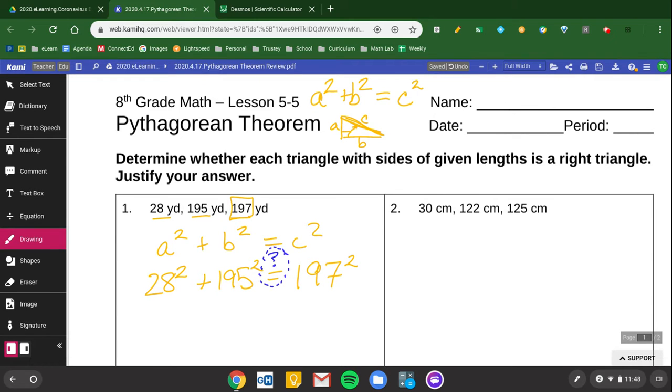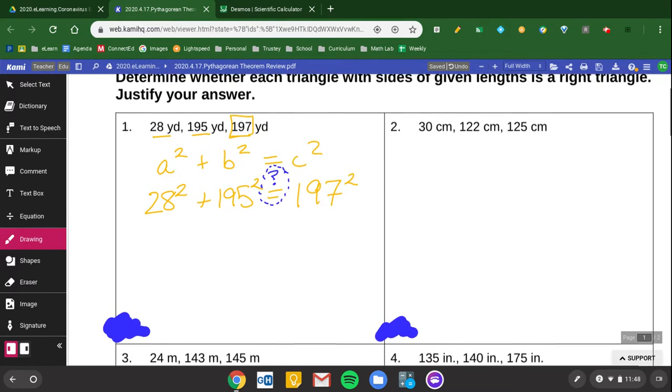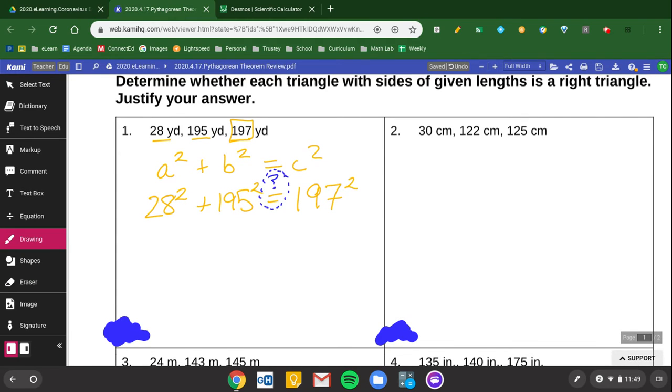So we go ahead to our decimals calculator. I trust you guys can do that by now. Now I'm going to square 28 squared plus 195 squared, since those are together. They end up equaling 38,809. Then I come to the right side and I say, okay, what is 197 squared? And this ends up equaling 38,809. Well, how about that?